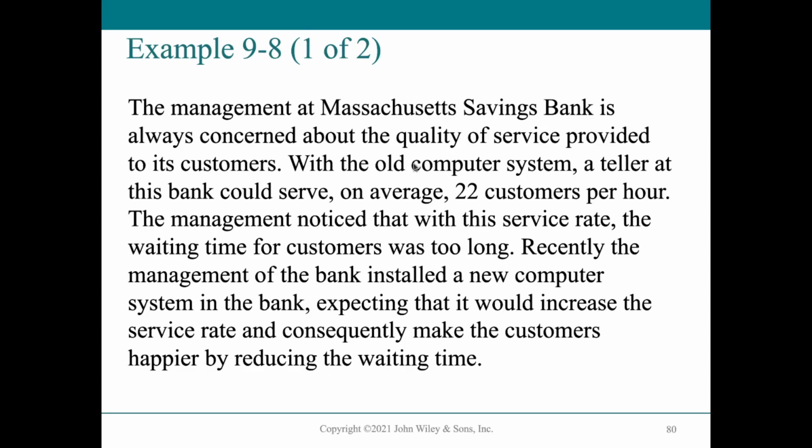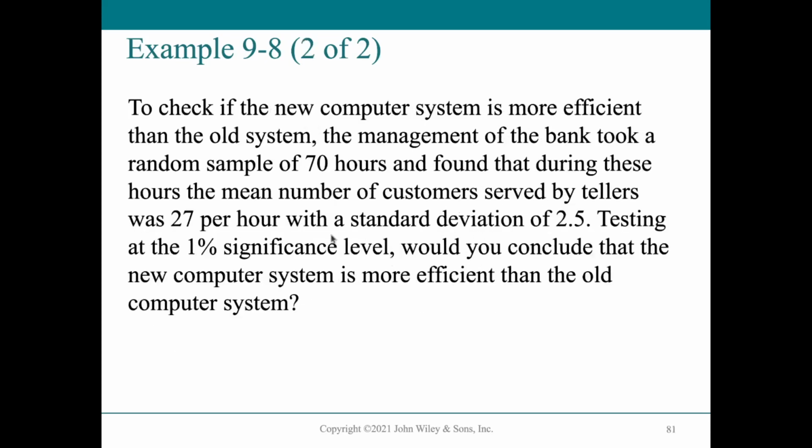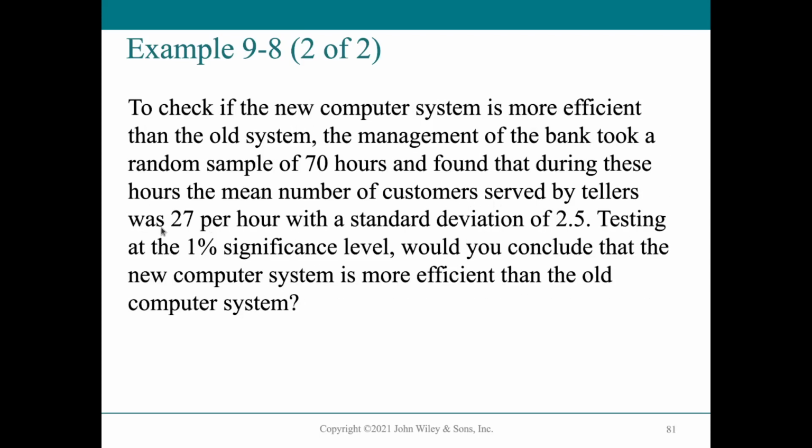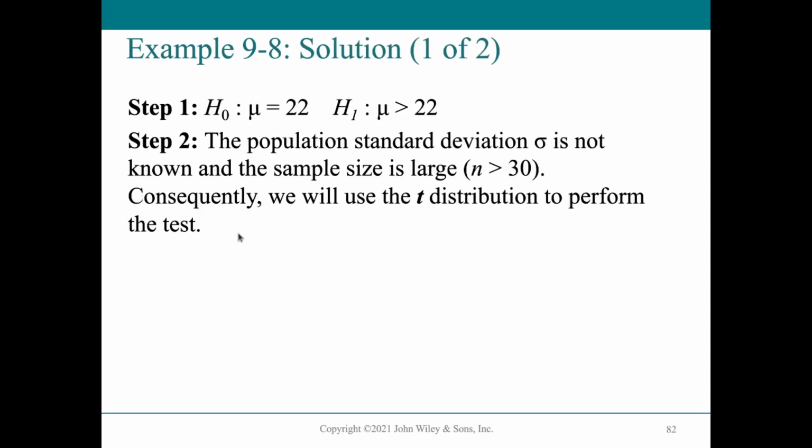Here, this might look like a two-sample test, but it's still a single sample mean because we do not sample the old computer system. We know that the old computer system has an average of 22 customers per hour, and the new computer system is 27 customers per hour. What we want to know is whether the difference of 5 customers, 22 versus 27, is a significant difference such that we can say that the new computer system is more efficient than the old one. That's the gist of the problem.